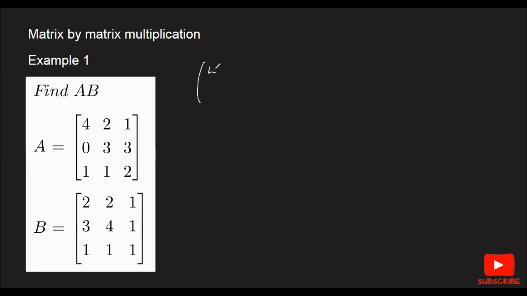So we have matrix A having the elements 4, 2, 1, 0, 3, 3, 1, 1, 2, and it's multiplying matrix B having the elements 2, 2, 1, 3, 4, 1, 1, 1, 1. In multiplication of matrices, we usually use the rows in the first matrix to multiply the columns in the second matrix. We will use the first row here to multiply each column that we have here. So we'll use this first row to multiply this column, write the result. We use the first row again to multiply the second column, write the result. We use this first row again to multiply the third column. So we go like that.